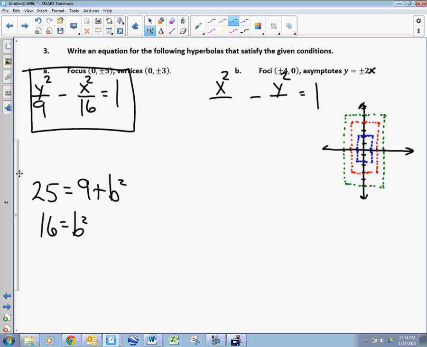So the question is, is it 6 over 3? Is it 4 over 2? Is it 2 over 1? Is it 1.5 over 0.75? What is it? We don't know. But we do know the ratio. So I'm going to set up an equation where c squared is equal to a squared plus b squared. I know that that's the key. And I know my c squared value. What is it? 16 is equal to.